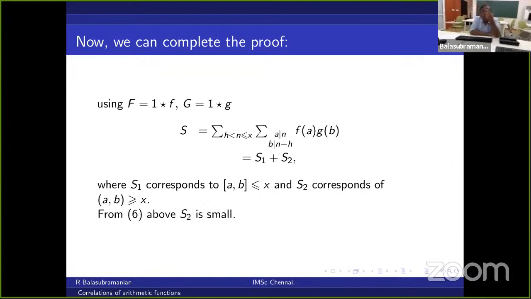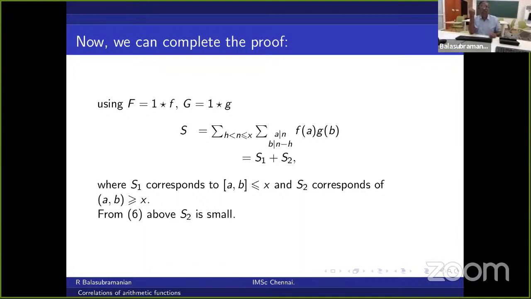If I don't do that, if I just take ab lesser or equal to x, then I seem to lose the uniformity in h. Therefore, if I want to really keep the uniformity in h, then I need the LCM of a and b lesser or equal to x. And the S2 corresponds to the LCM bigger than x. And now as far as S2 is concerned, you have a summation n not exceeding x, a dividing n, b dividing n minus h, and with the extra condition on the LCM in S2 also.